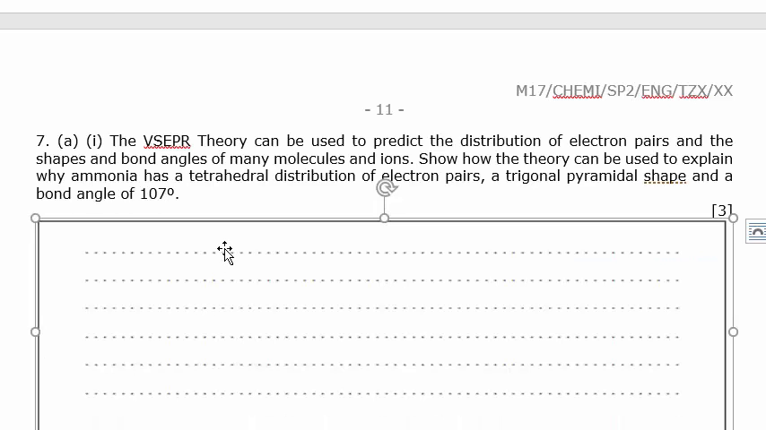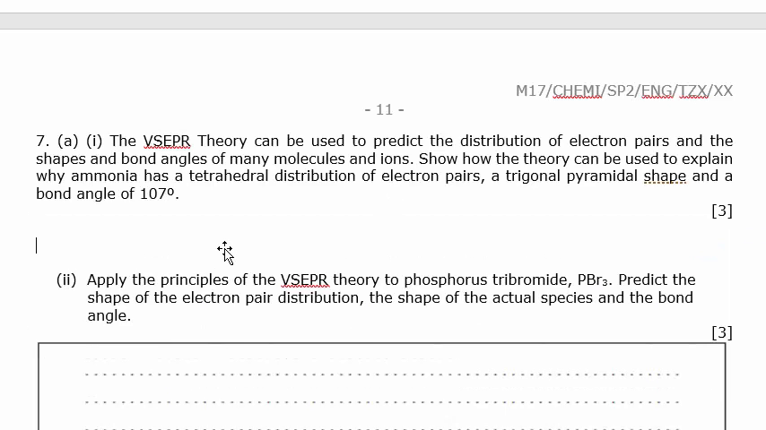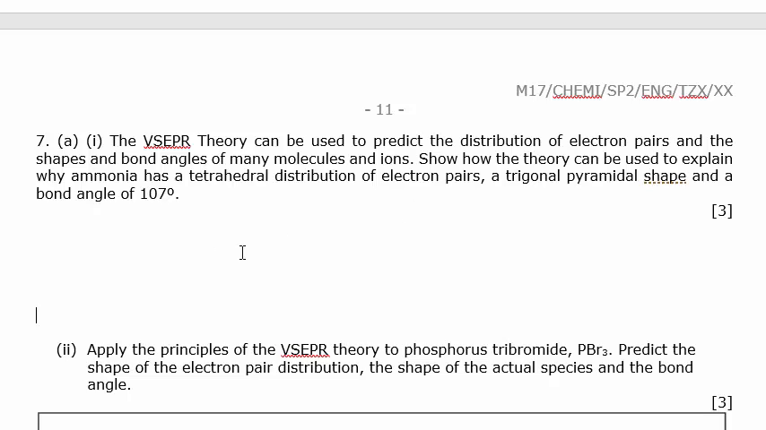More VSEPR, more valence shell electron pair repulsion theory. Let's have a look. What does this ask us for? The theory can be used to predict the distribution of electron pairs and shapes and bond angles of many molecules. Now, show how the theory can be used to explain why ammonia has a tetrahedral distribution.